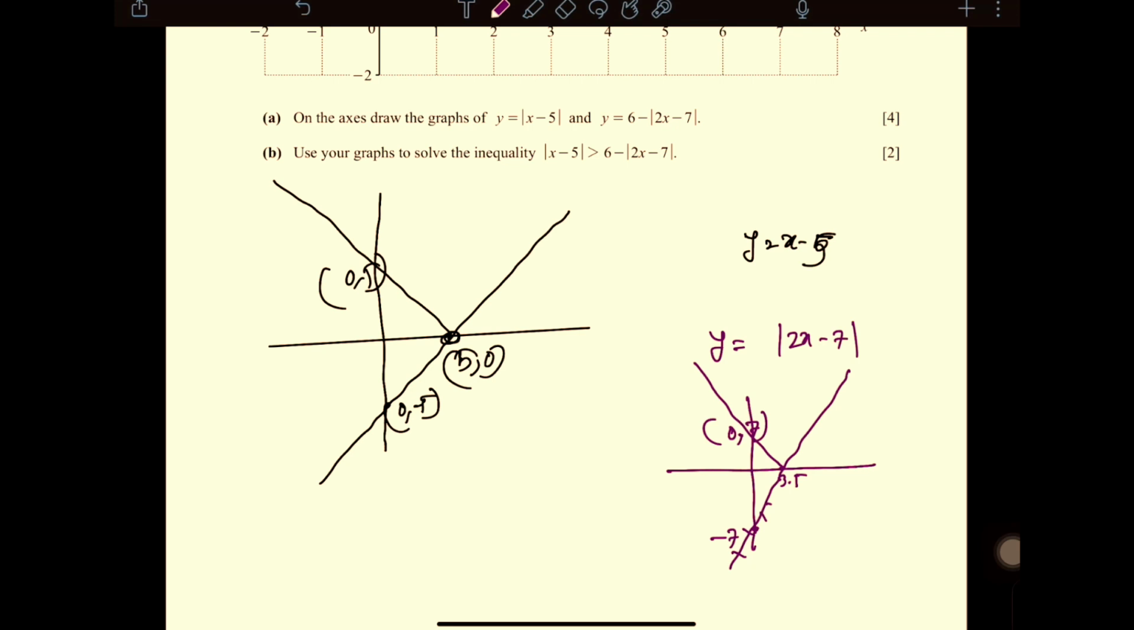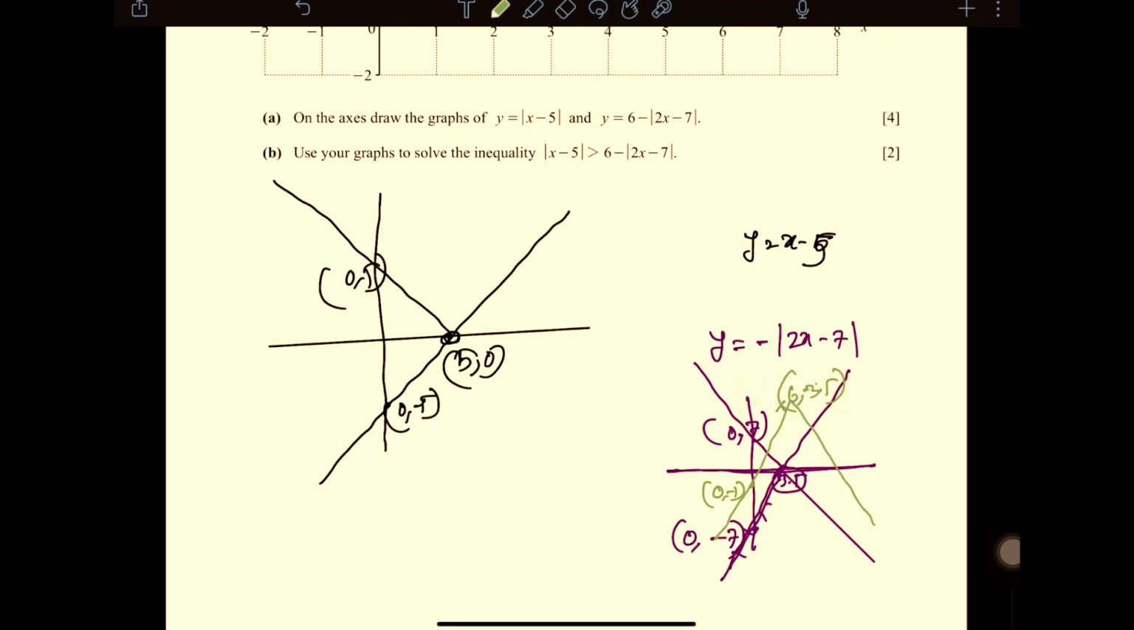Now if there is a minus sign given, it will be a reflection in the x-axis. So let me draw it here now. 0, minus 7, and then 0, 3.5. Now since there is a plus 6 given, it will go 6 units up. That means we cross at 0, minus 1, then 6 units up, it will be 6, 3.5. Then let me draw as usual.